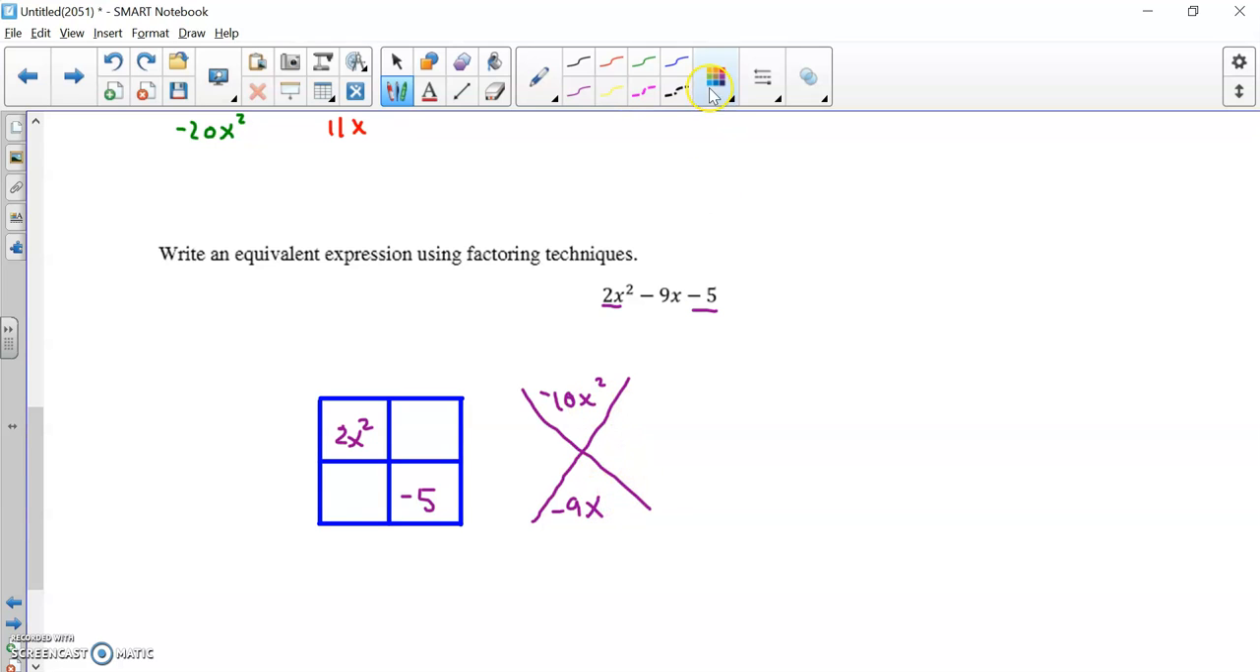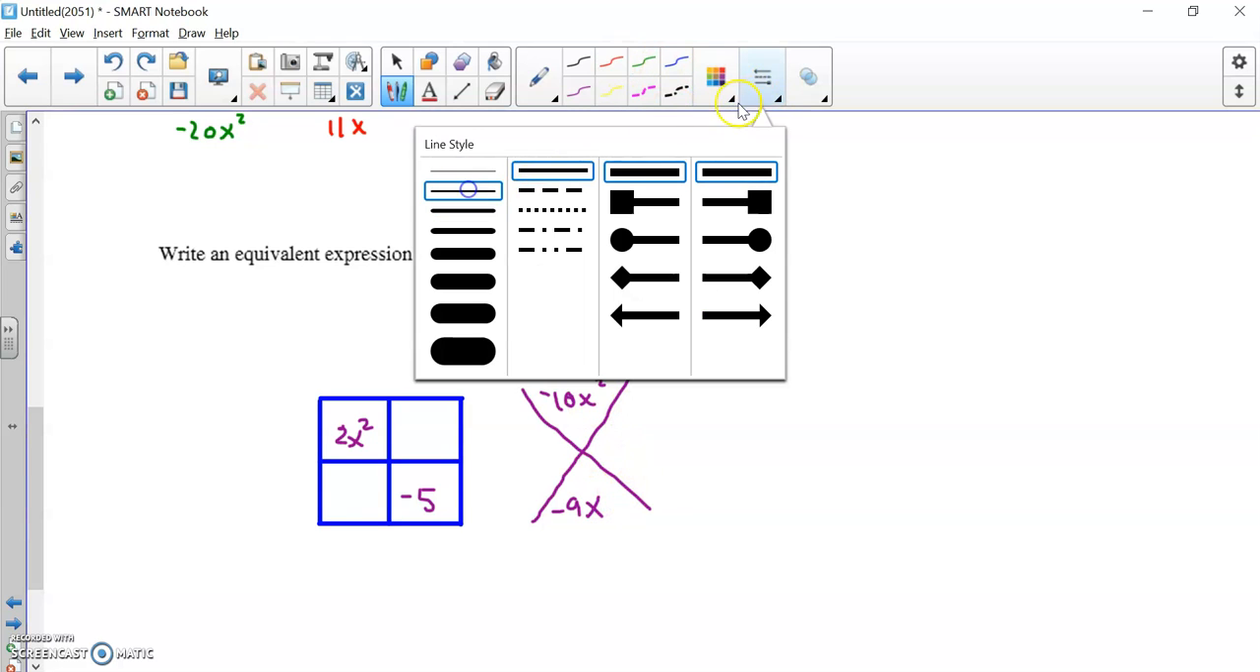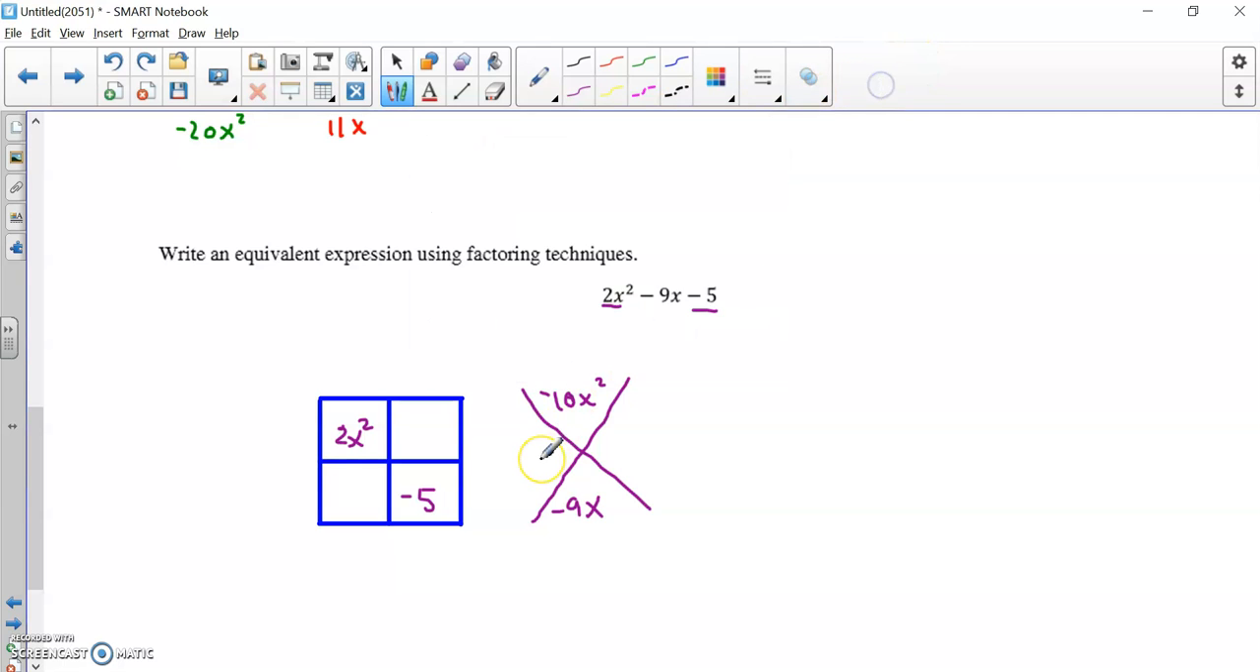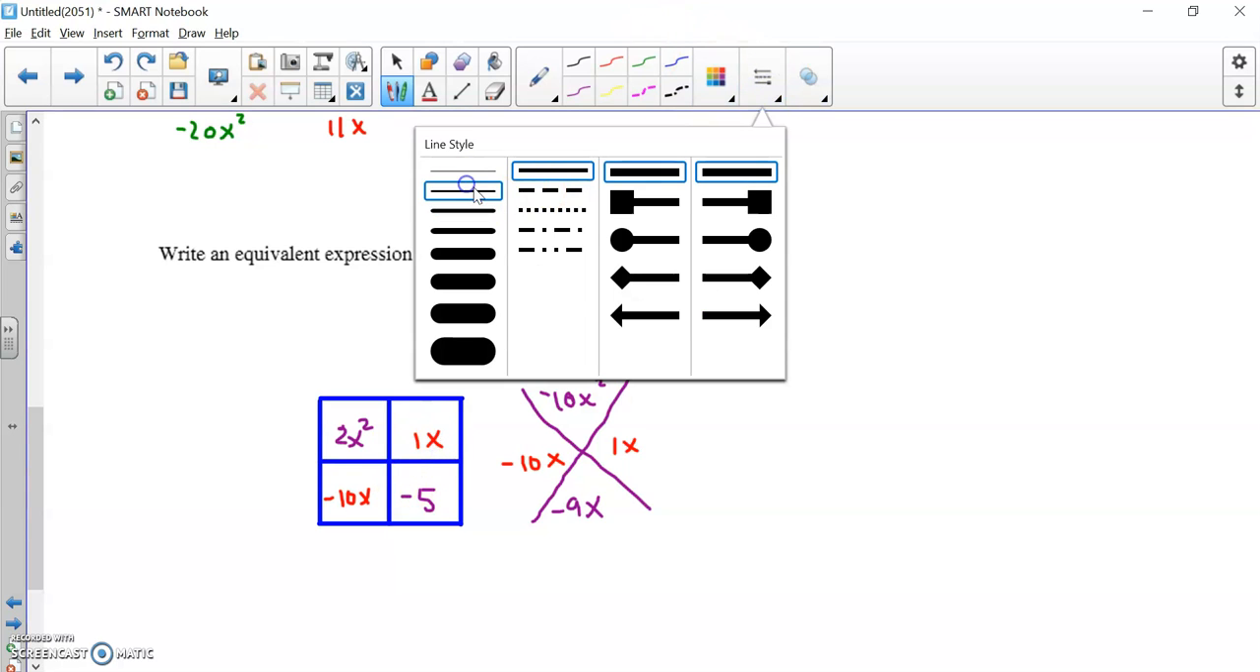And now we play the game. What two numbers multiply to make negative 10 and add to make negative 9? Hopefully you would find that you would have negative 10x and positive 1x. When we add those we get negative 9, when we multiply them we get negative 10. So let's use those for our box, and then we can fill out the rest of it.